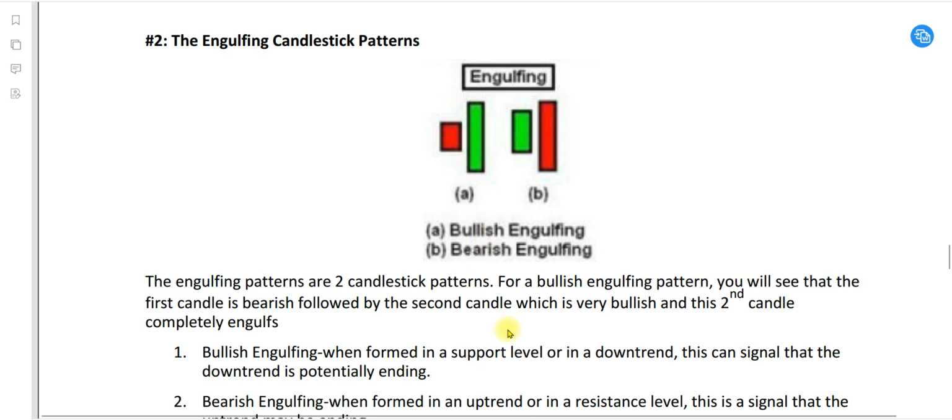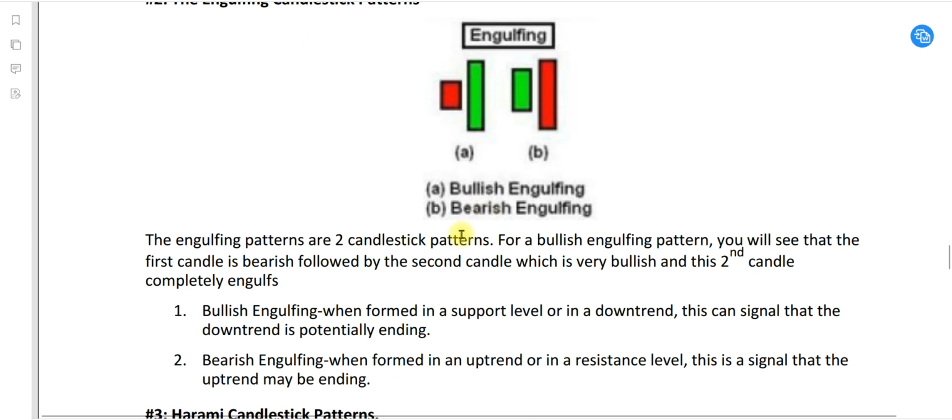So whenever it is seen at a support level or in a downtrend, probably the market was initially selling and we got to a support level and we actually see this form, it is signaling to us that we might actually be ready to buy or to go long or to reverse to an uptrend. Then also for the bearish engulfing, it forms in an uptrend or in a resistance zone. Whenever we see this, it is signaling to us that the uptrend may be ending.